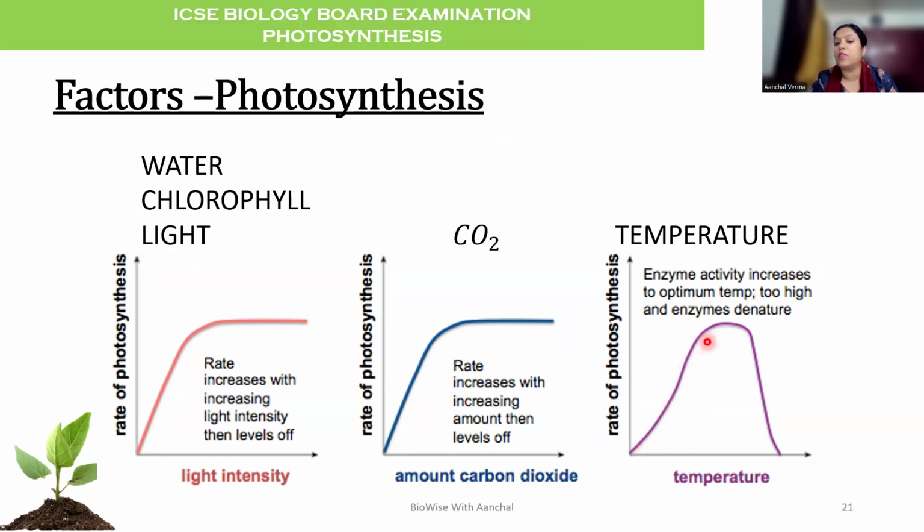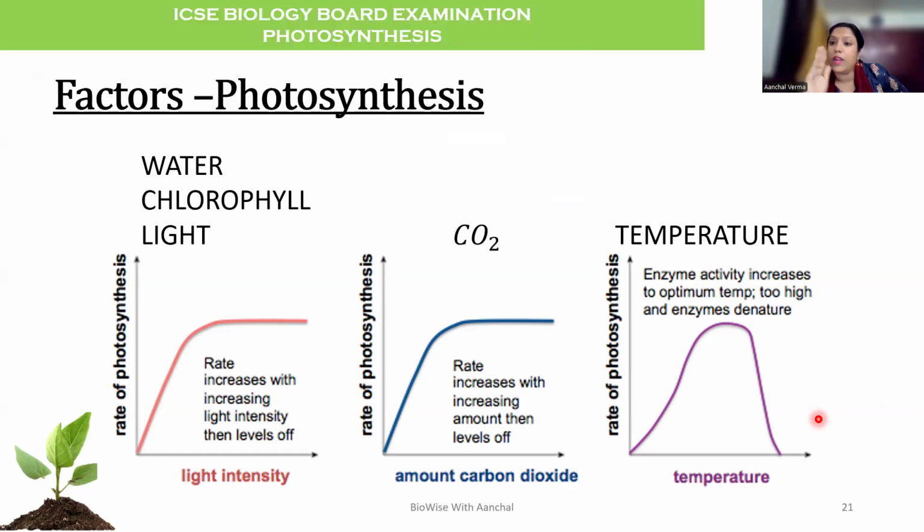Temperature, there is an optimum temperature that is around 25 to 35 degrees centigrade. In that temperature, the rate of photosynthesis is maximum. After that, the rate of photosynthesis drops because the enzymes and the chlorophyll get denatured after the increase in the temperature. Now remember, till the optimum temperature, for every 10-degree rise in temperature, the rate of photosynthesis doubles.